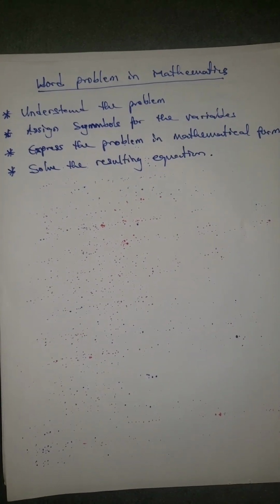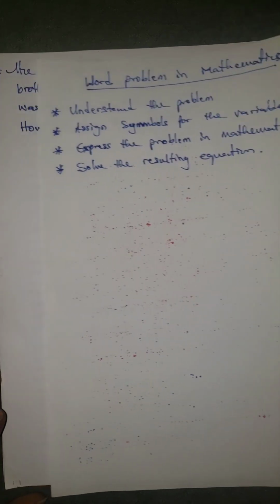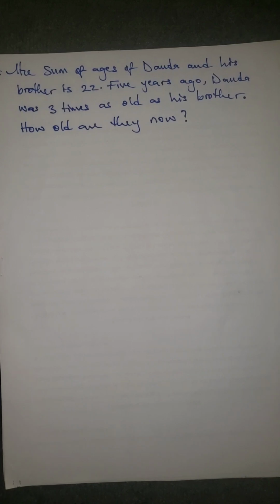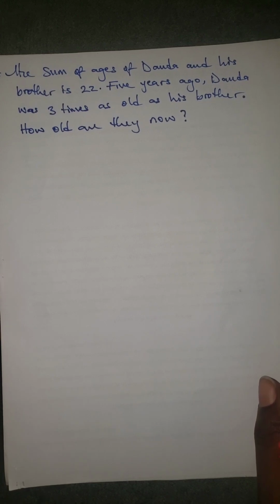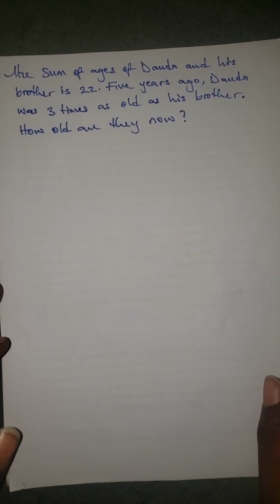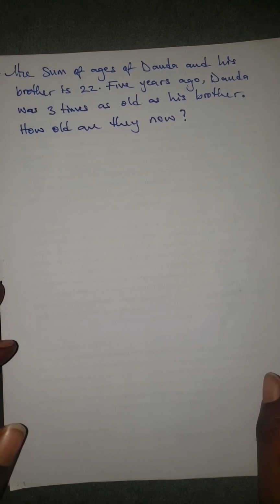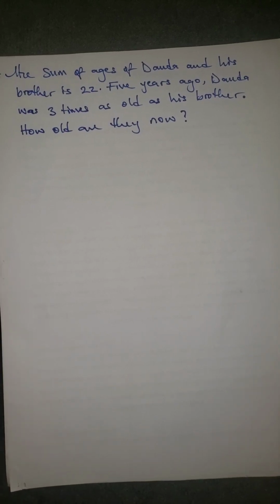First is to understand the problem, assign symbols for the variables, express the problem in mathematical form, then solve the resulting equation. So, we are going to start with example 1. Our first example is: the sum of ages of Dauda and his brother is 22. 5 years ago, Dauda was 3 times as old as his brother. How old are they now? So this problem will lead to linear simultaneous equation, and we are going to solve accordingly.